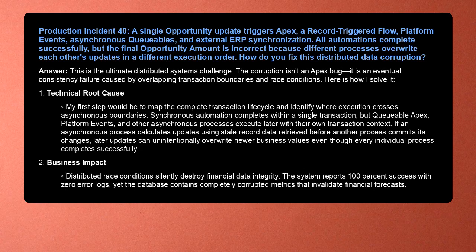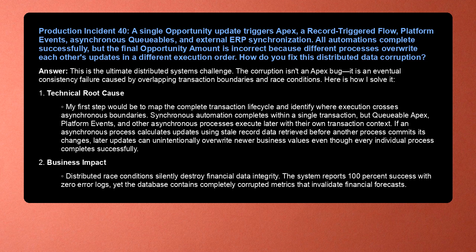Production Incident 40. A single opportunity update triggers Apex, a record-triggered flow, platform events, asynchronous queueables, and external ERP synchronization. All automations complete successfully, but the final opportunity amount is incorrect because different processes overwrite each other's updates in a different execution order. How do you fix this distributed data corruption?